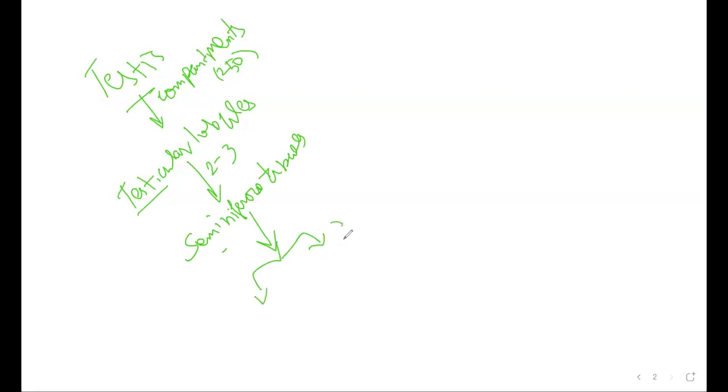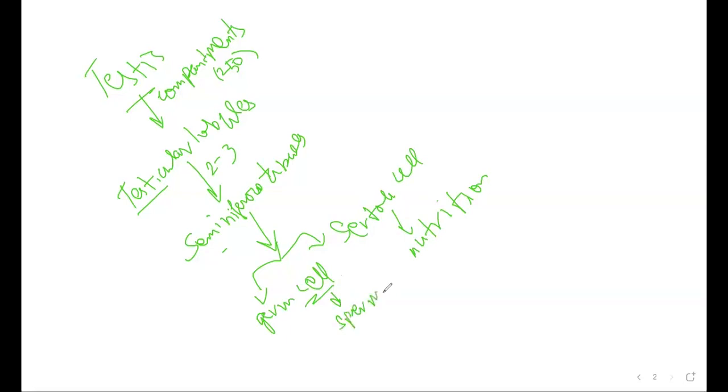One cell is known as a Sertoli cell, which is meant just for the nutrition of the growing sperm or growing spermatogonia. The second type of cell is known as the germ cell. What is the meaning of the germ cell? It is the cell which has the haploid number of chromosomes, and it will form the spermatogonia.